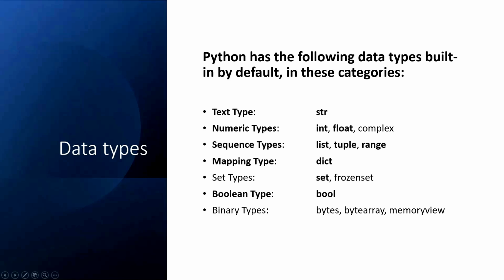Out of this, the ones highlighted in dark, which are string, integer, float, boolean, list, tuple, range, and dictionary, we will cover. The other ones which are not in bold format, we won't be covering. So to start with, the most basic data type is string.